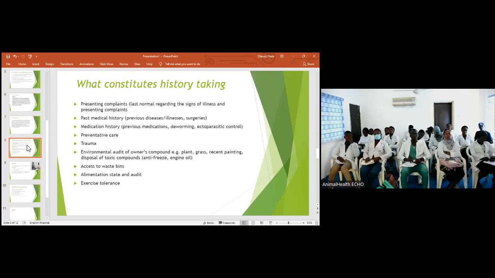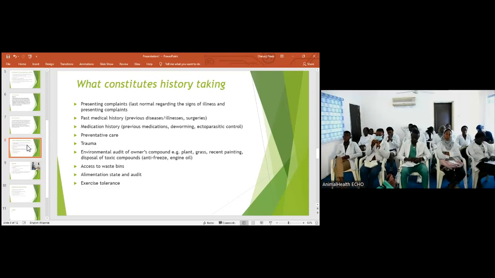Then again, you want to know whether the dog is exercise tolerant or intolerant. Someone will say, oh, when I walk the dog, after 5 minutes, he wants to sit down. After 2 minutes, he wants to sit down. You already know the information you are getting about the lung capacity, about the heart capacity also. So these are some of the things that you would ask when you are taking your history. But I'm coming. Let's go to the next slide.